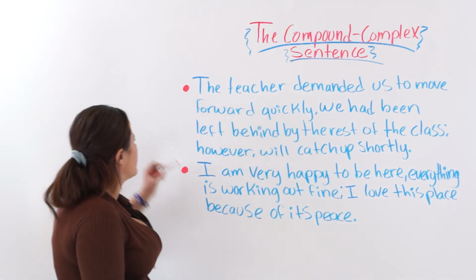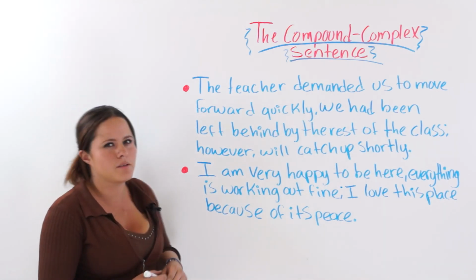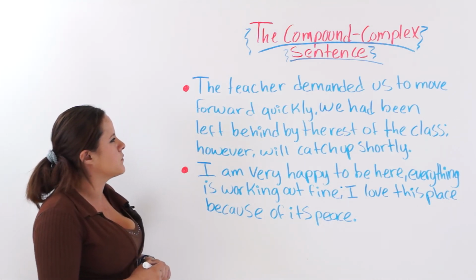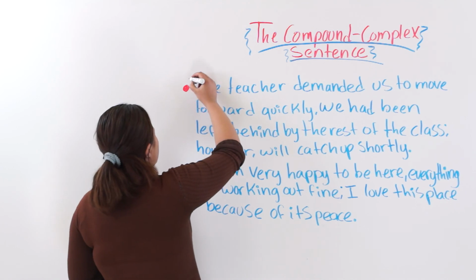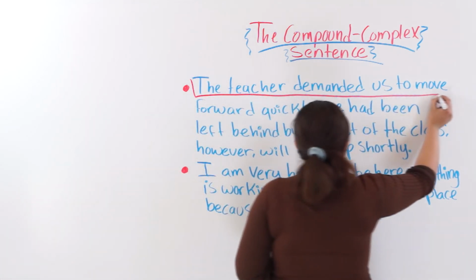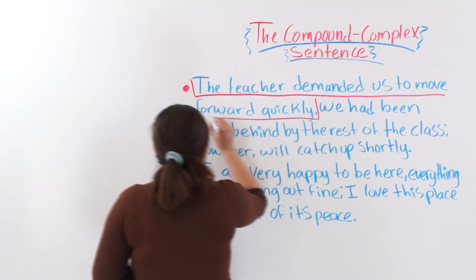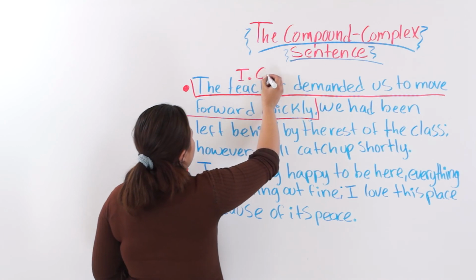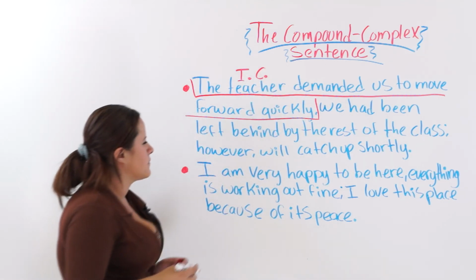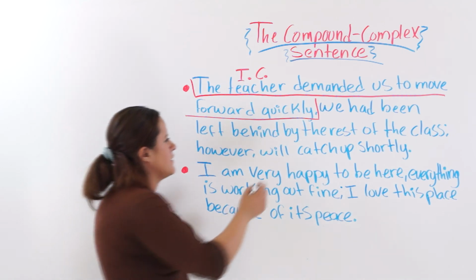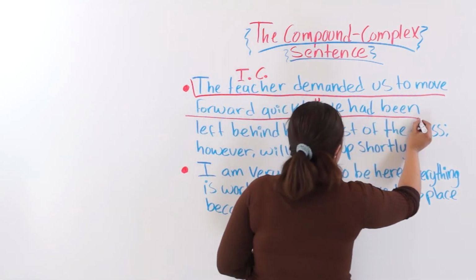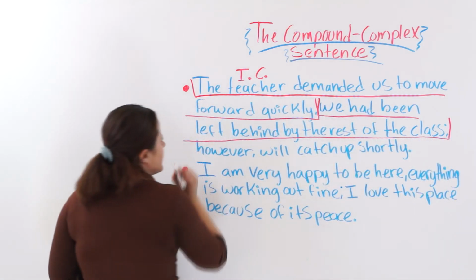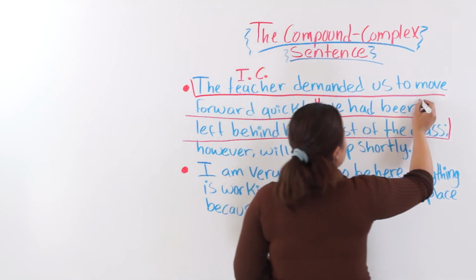All right, let's begin with the first example I have here written on the board. It says, the teacher demanded us to move forward quickly. Here is our first independent clause. We had been left behind by the rest of the class. Here we have our second independent clause.